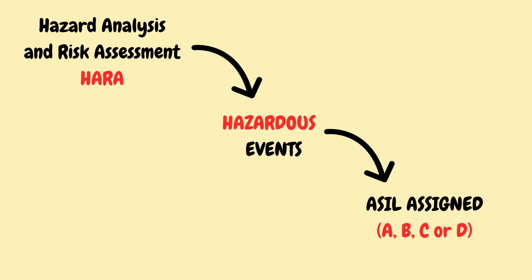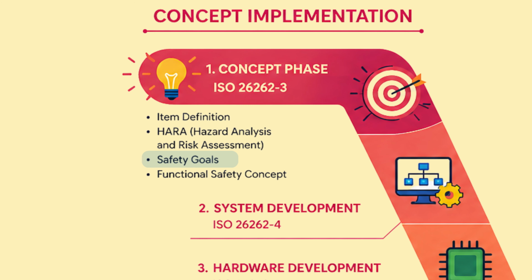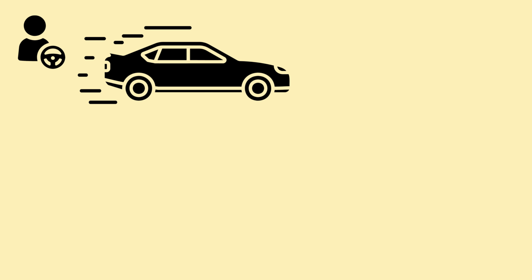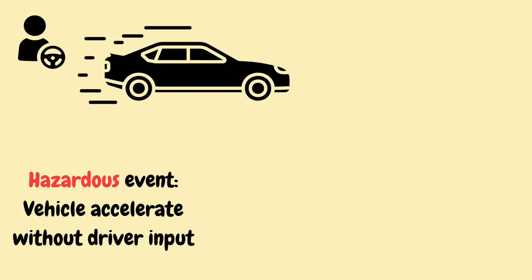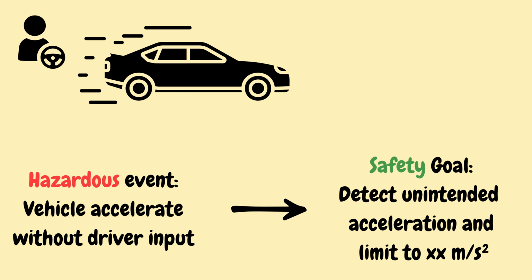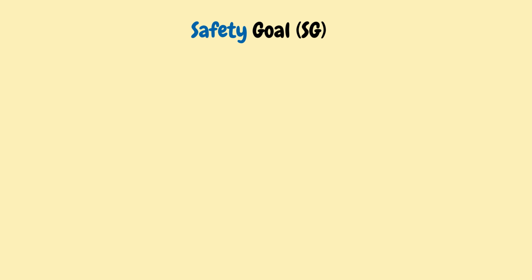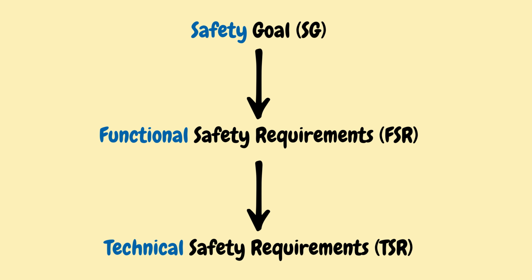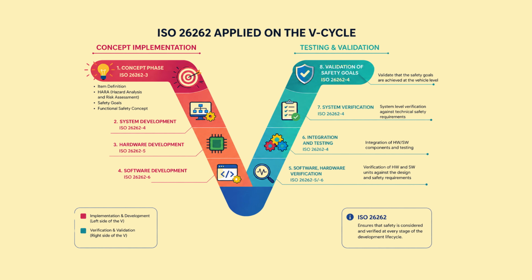Once the ASIL is defined, we move from risk assessment to defining safety requirements. Each hazardous event leads to what we call a safety goal. A safety goal is a high-level requirement that aims to prevent or mitigate the hazard. For example, imagine a situation where the vehicle accelerates without driver input. The safety goal would be to detect this situation and limit the acceleration to a safe level. These safety goals are then refined into functional safety requirements and later to technical safety requirements. And this is where engineering really starts.